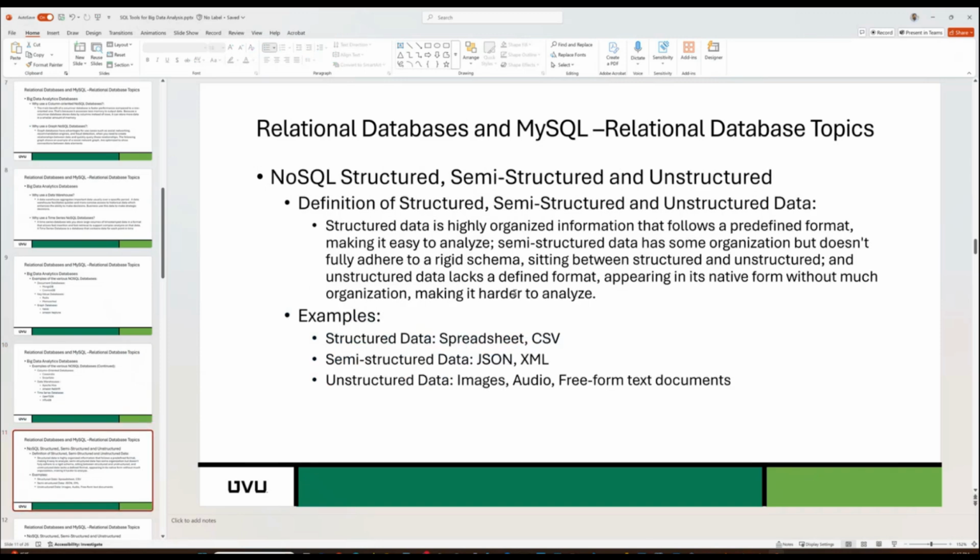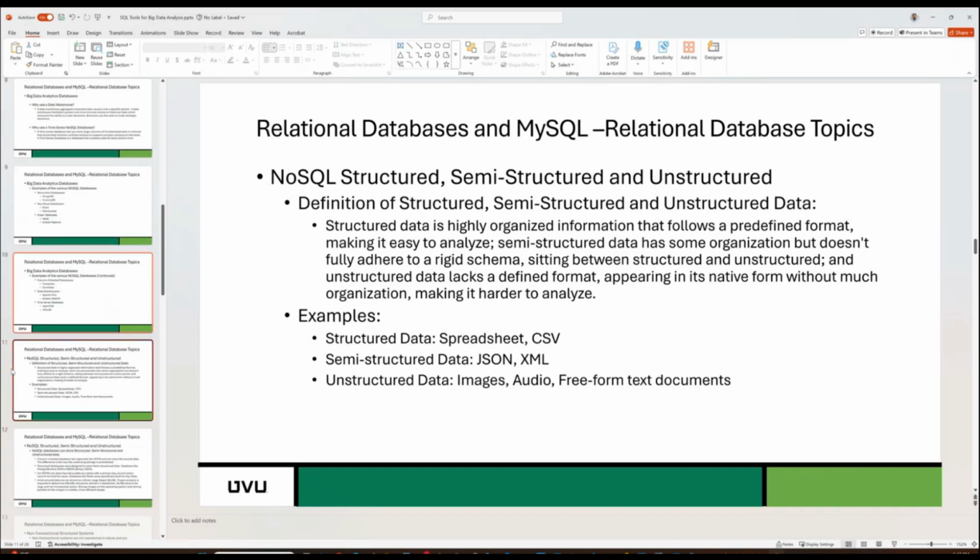So we kept talking about structured, semi-structured, and unstructured. Let's talk about them. Structured data is pretty straightforward. Spreadsheet, CSV file, tabular data, stuff we've been working with since the beginning of time, been around forever. Semi-structured data, JSON and XML, these are different file formats that data is stored in. It does follow a pattern, but it is semi-structured. It's not completely structured. And then unstructured data, which we talked about a little bit before, images, audio, freeform text, emails, things like that. It's just much harder to work with, much harder to do things with.